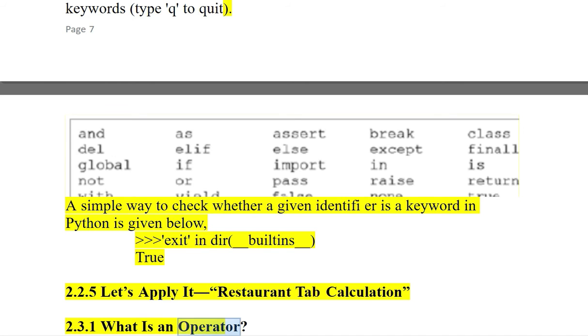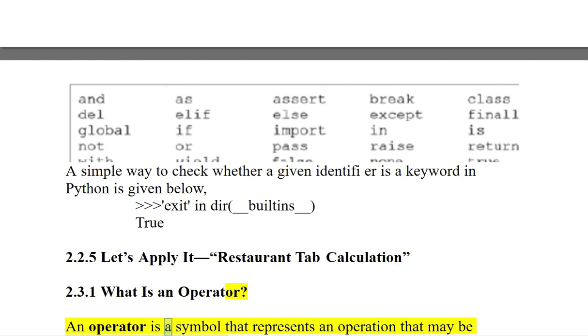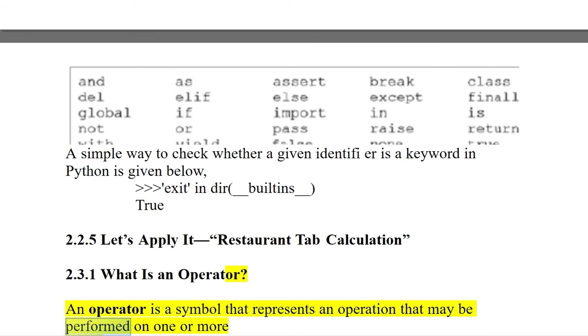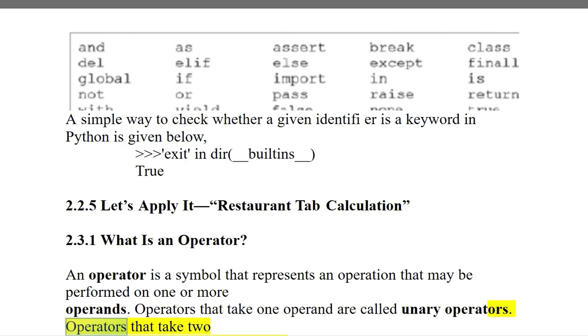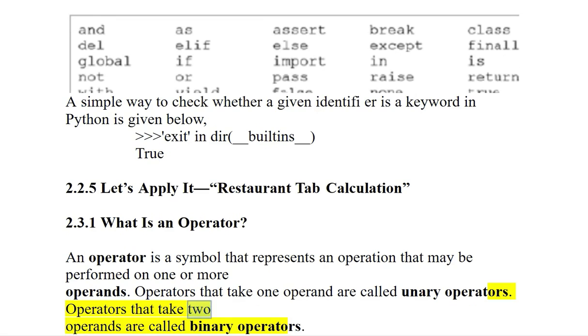2.3.1 What is an operator? An operator is a symbol that represents an operation that may be performed on one or more operands. Operators that take one operand are called unary operators. Operators that take two operands are called binary operators.